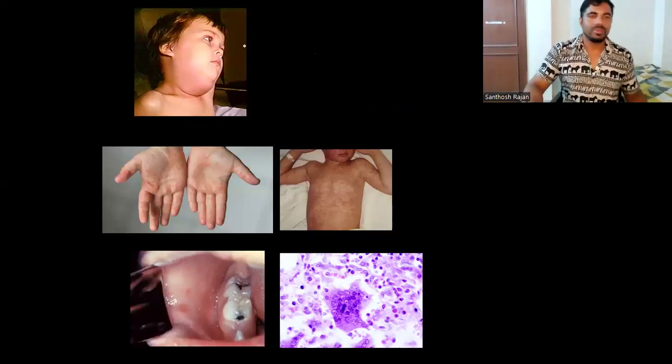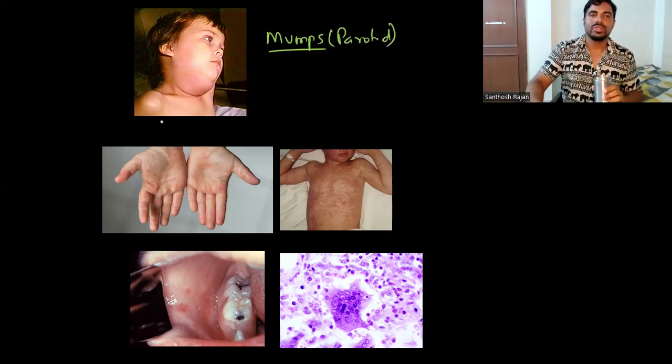This one, you know, this is mumps. Parotid swelling. Okay, parotid swelling is there. That's what it is, mumps, I said. So it's the first one.